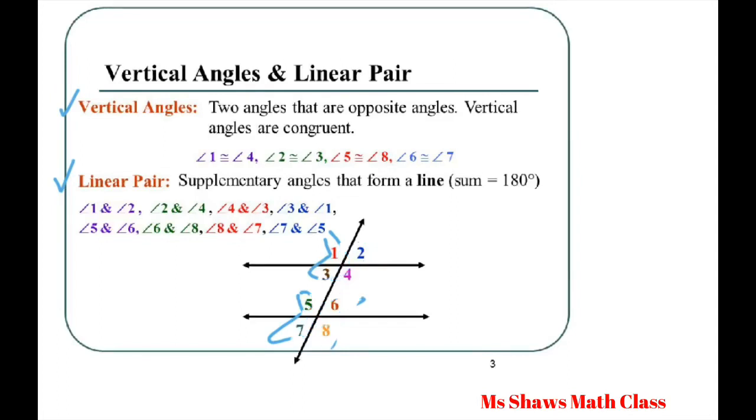So let me erase this. So linear pair is where you have this 180 degrees like that. So 1 and 2, 3 and 4, 5 and 6, 7 and 8. Then you can also do 1 and 3, 5 and 6, 6 and 8, 2 and 4. So there's several vocabulary words you need to know that's associated with some line with the transversal.